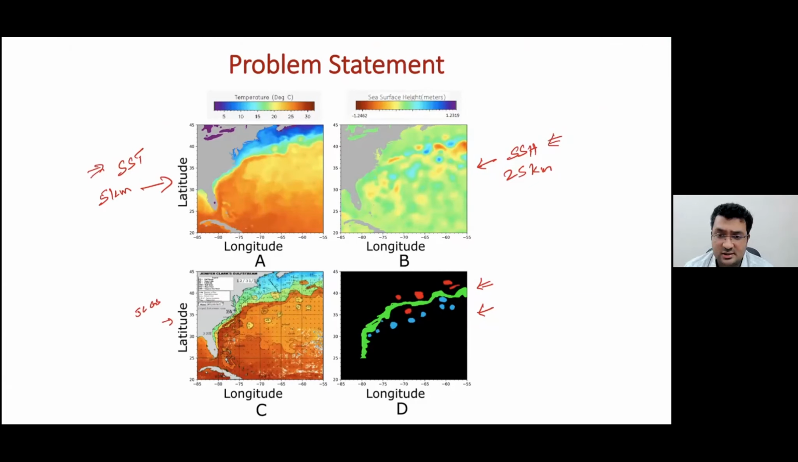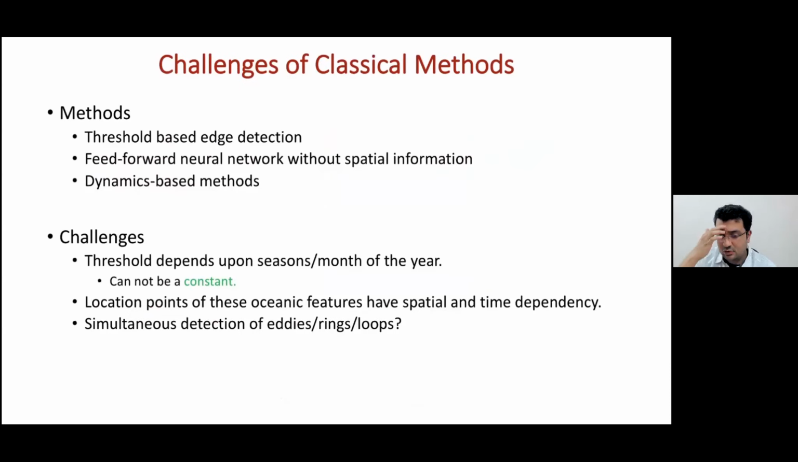This need was there for a long time, and classical methods of simple traditional computer vision have been applied. Threshold based edge detection techniques, even a feed forward neural network without spatial information, and dynamics based models trying to calculate the vorticity, etc. were tried, all with not too much success. One of the critical challenges of threshold based methods was that it really depended on the season and months. You again needed a human to actually go and do that.